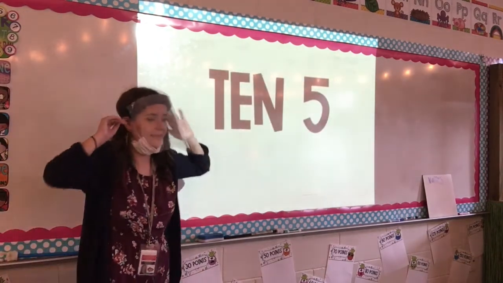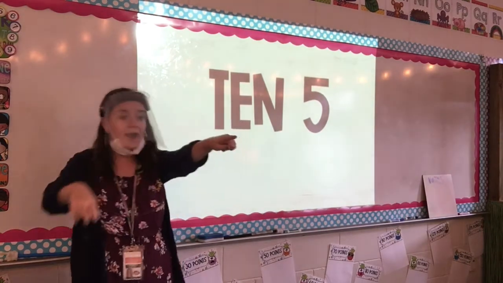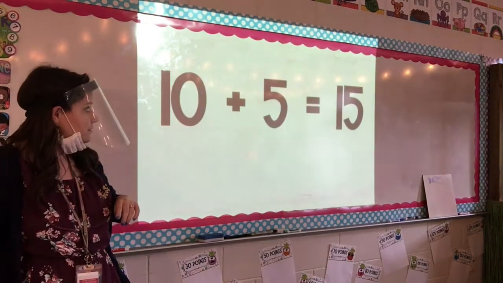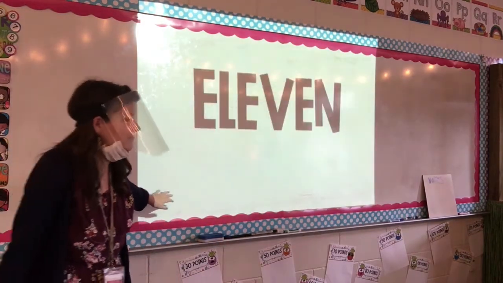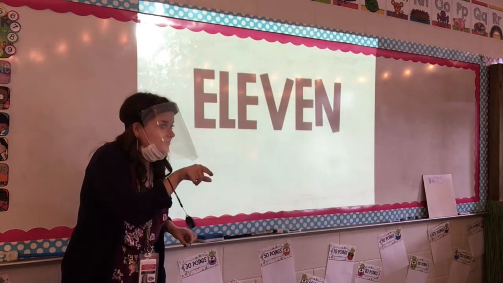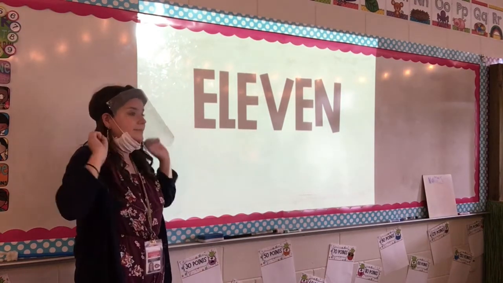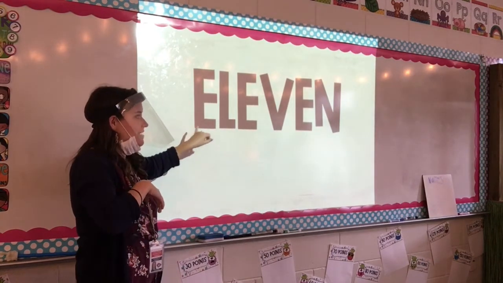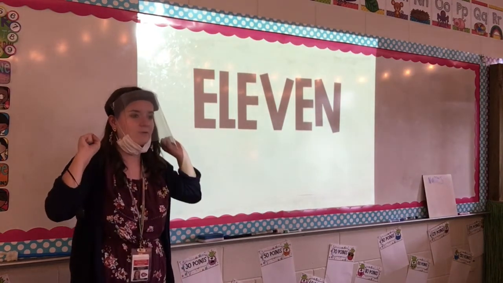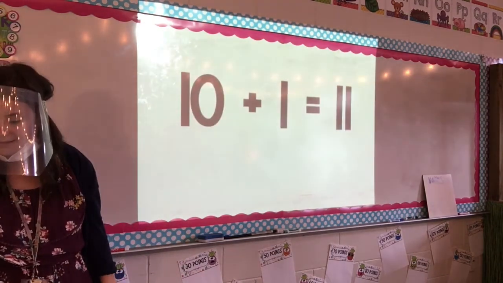What about this number? You say it. 10, 5. 15. Aiden, you had it? 10 plus 5 is 15. Ooh, tricky one. 11. You can say it. Not 11, 1. 10 and 1. So let's try together. 11. Say 10 way. 10, 1. 10 plus 1 is 11.